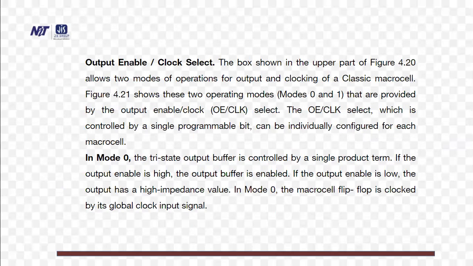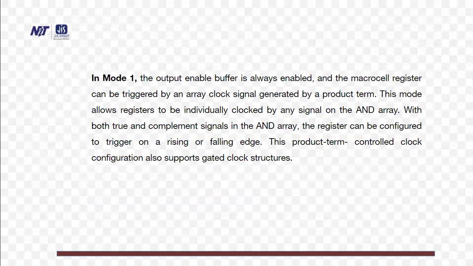Output enable or clock select. The box shown in the upper part of the figure allows two modes of operation for output or clock of classic microcells. Mode 0: the tri-state output buffer is controlled by a single product term. If the output enable is high, the output buffer is enabled. If the output enable is low, the output is a high impedance value. In mode 0, the macrocell flip-flop is clocked by its global clock input signal. In mode 1, the output enable buffer is always enabled and the macrocell register can be triggered by an array clock signal generated by a product term.